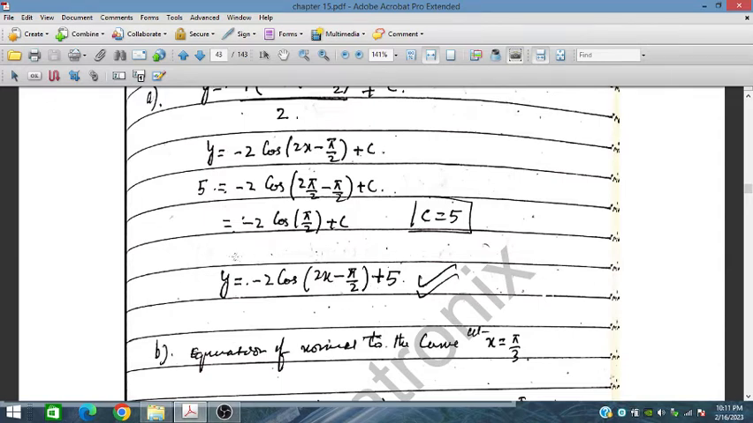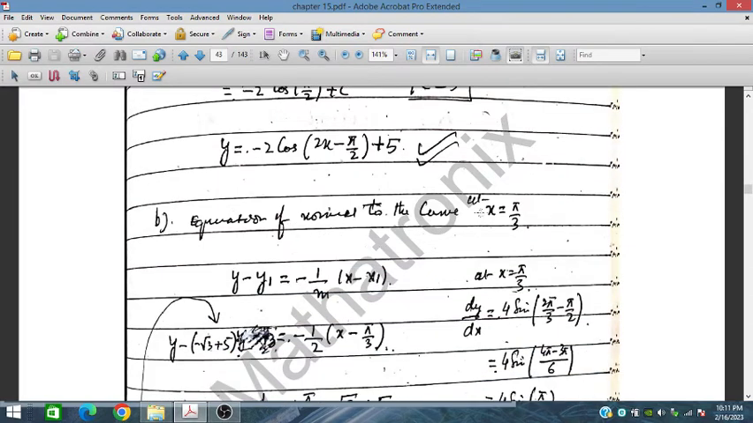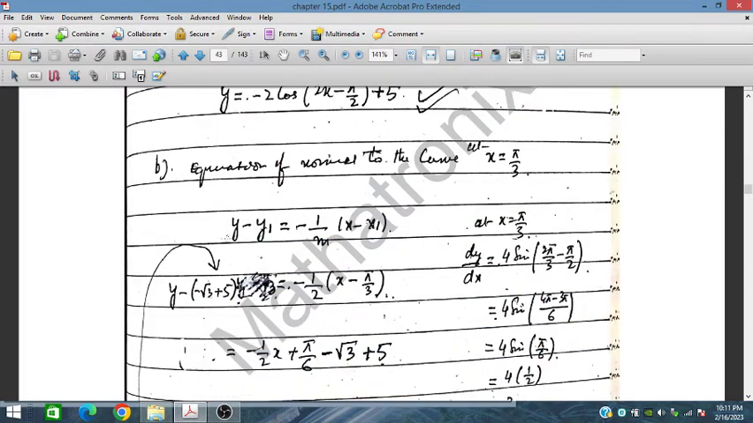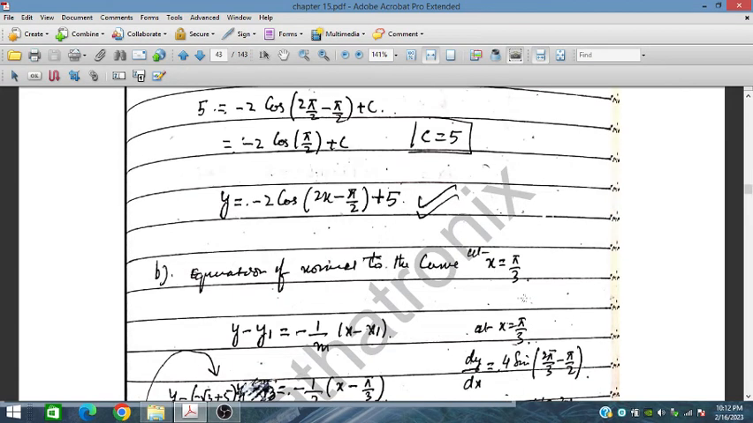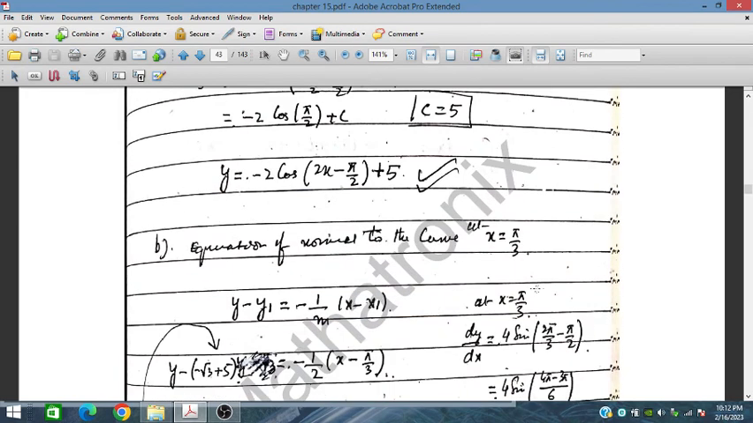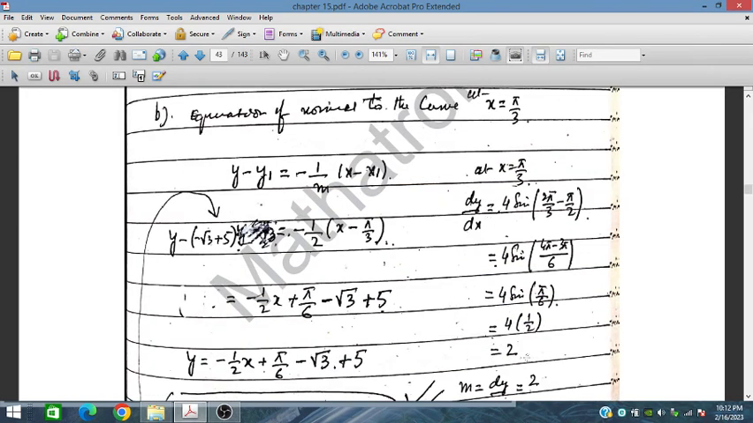So this is the required curve. Now the equation of the normal to the curve at x equal to pi by 3. So this is the equation of a line, the normal to the curve. dy/dx is obtained as 4 sin(2 pi by 3 minus pi by 2). This is x equal to pi by 3. Place it here. As a result, dy/dx is obtained as 2.